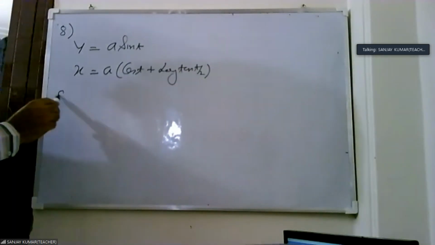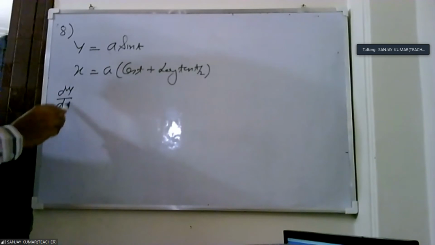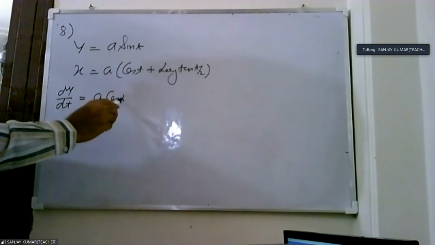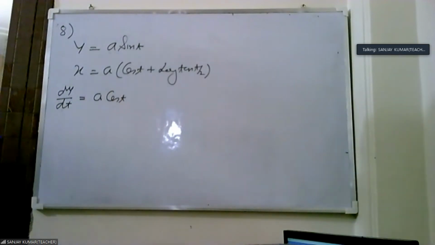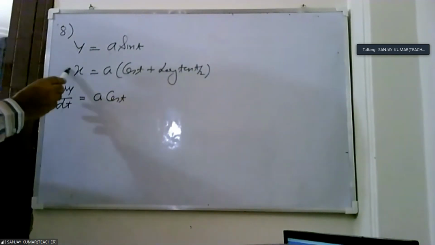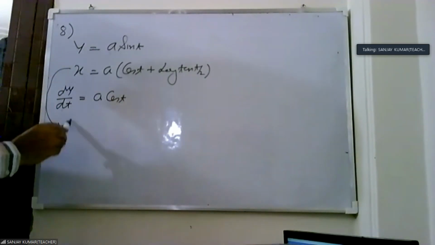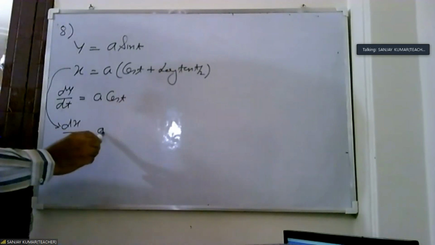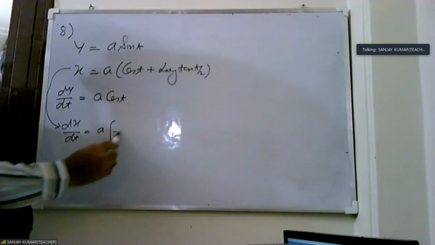So first we find dy by dt. dy by dt is a sin t, whose derivative is cos t. The derivative of sin t is cos t. But when we find dx by dt, the derivative of cos t is minus sin t.